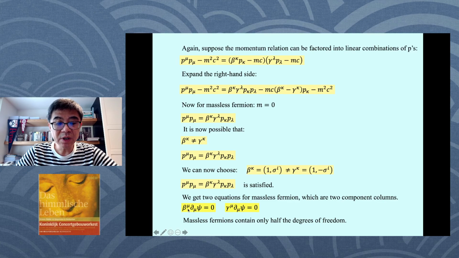So that means 2 things. First, the massless fermion contains half the degrees of freedom of the Dirac particle, because now beta are only 2 by 2 matrices. Therefore, psi is a 2-column wave function. Secondly, we now have 2 wave equations. This and this. Remember, beta is not equal to gamma. So we have this for one kind of particle and this for another kind of particle.